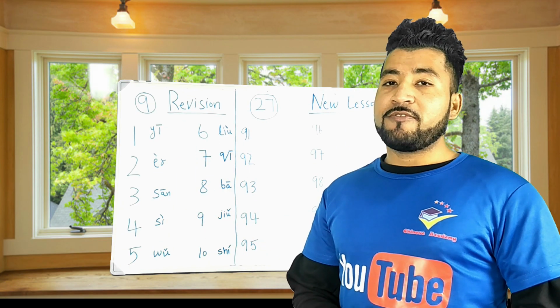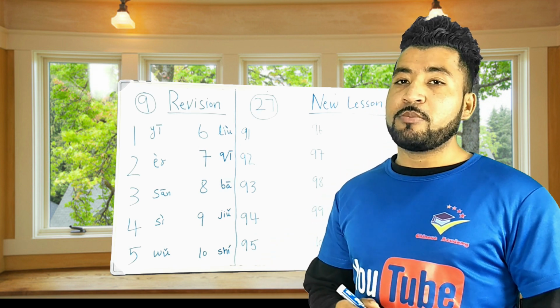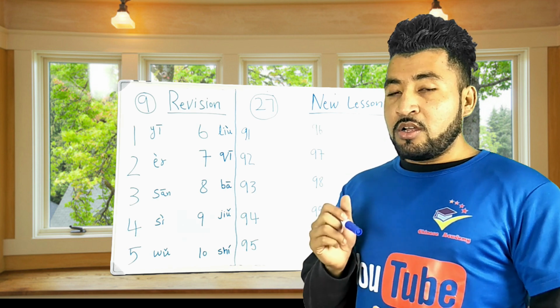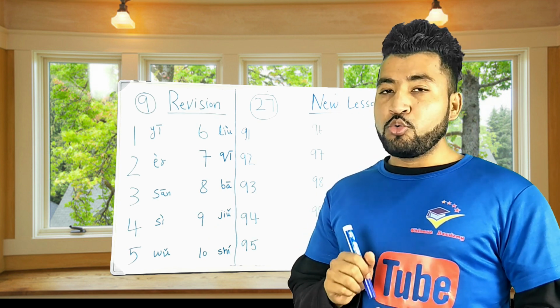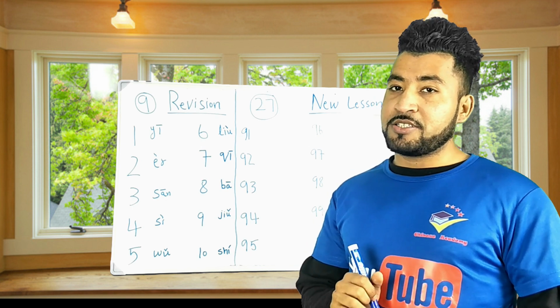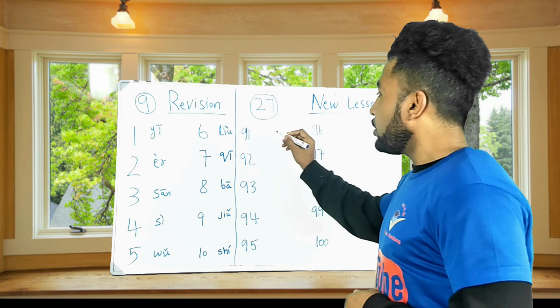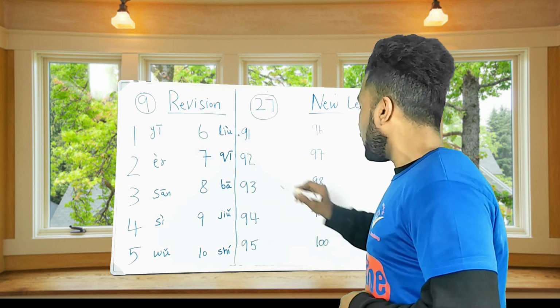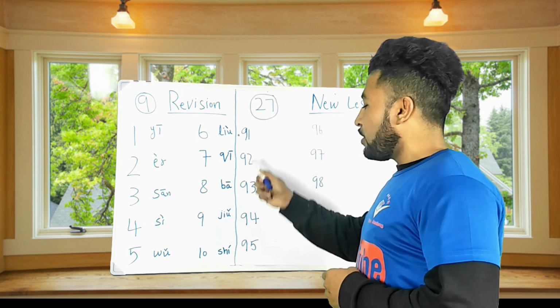In 9th lesson we have learned about the numbers from 0 to 10. In this new lesson we will learn from 91 to 100. Do you remember in 25th video we have learned how do we say 90 in Chinese? This word 90 we will use from here up till here. So let's start. How do we say 91 in Chinese?